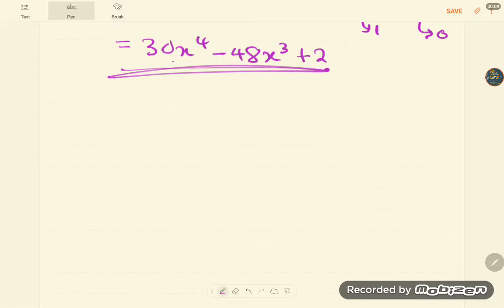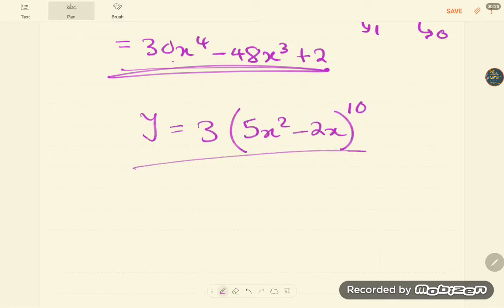Okay, so I'm just going to go through differentiating the repeated bracket functions. I'll just give an example of one. Let's say you've got y equals 3(5x squared minus 2x) to the power 10, and you're asked to differentiate this.